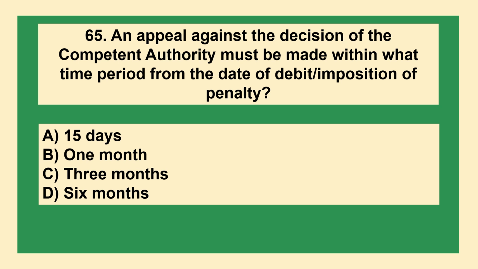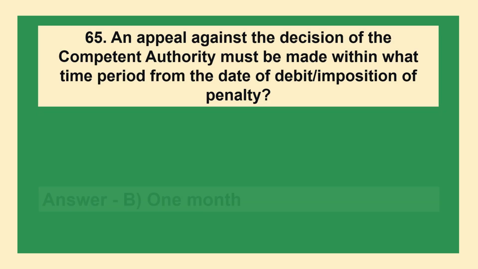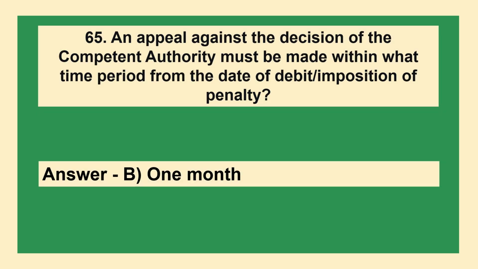An appeal against the decision of the competent authority must be made within what time period from the date of debit or imposition of a penalty? Option A, 15 days. Option B, 1 month. Option C, 3 months. Option D, 6 months. Option B is the answer, 1 month.